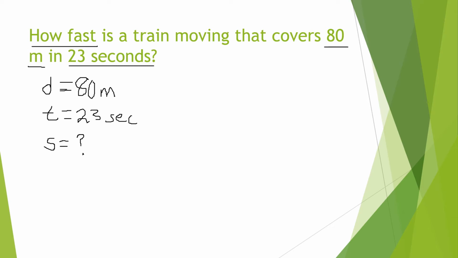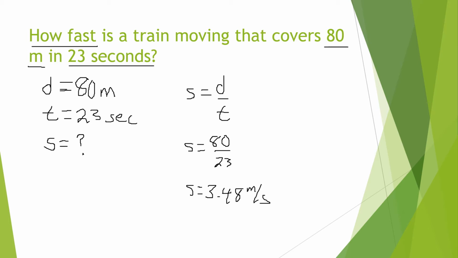I knew it's going to be speed equals distance over time because I'm looking for how fast, and this is the equation that solves for speed, which is how fast. 80 divided by 23, and again, simply typing this in the calculator, you get 3.48 rounded. Speed equals 3.48 meters per second. Okay?